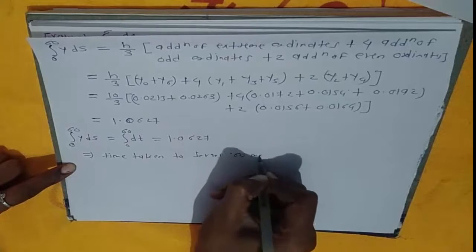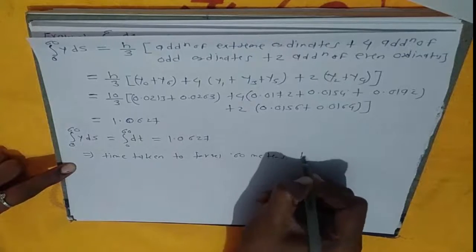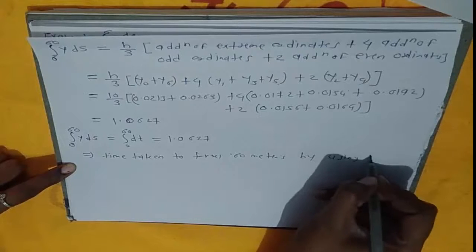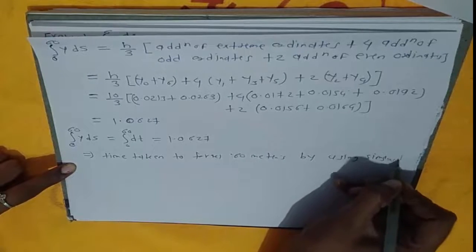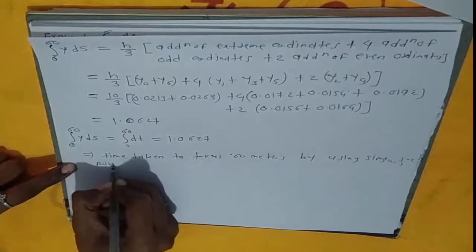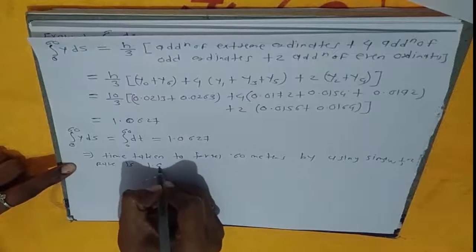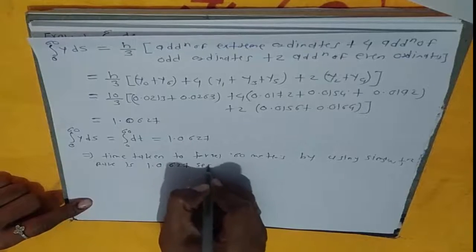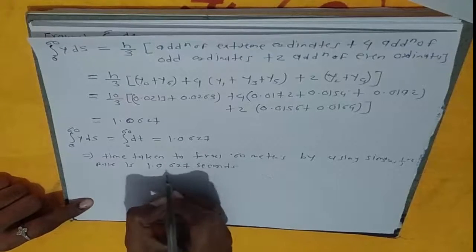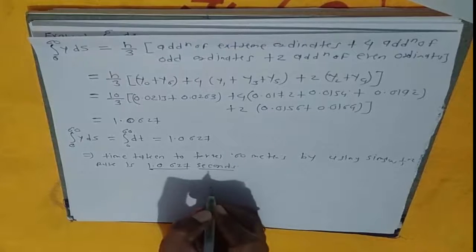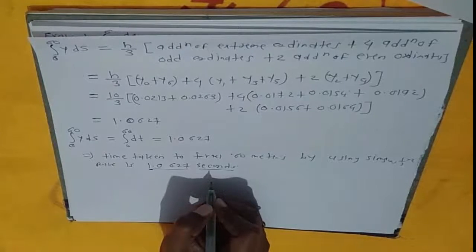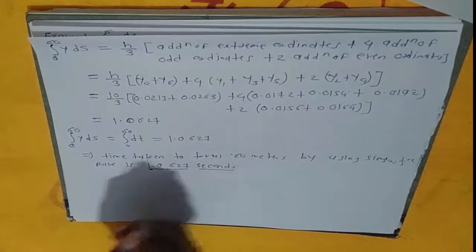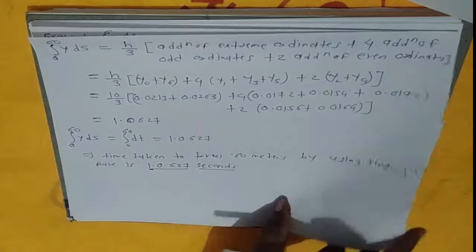That means the time taken to travel 60 meters using Simpson's 1/3 rule is 1.0627 seconds. In this way we find the time taken by the particle to travel 60 meters using Simpson's 1/3 rule. Then we see the next example.